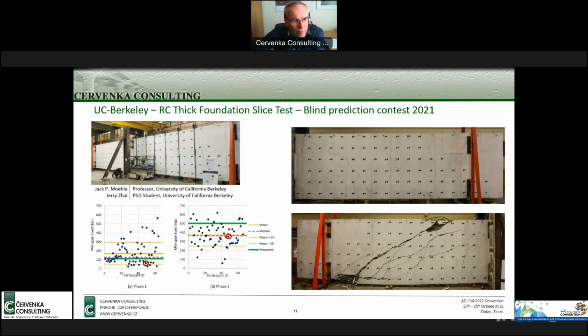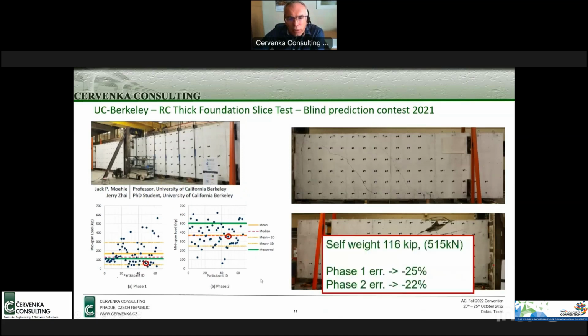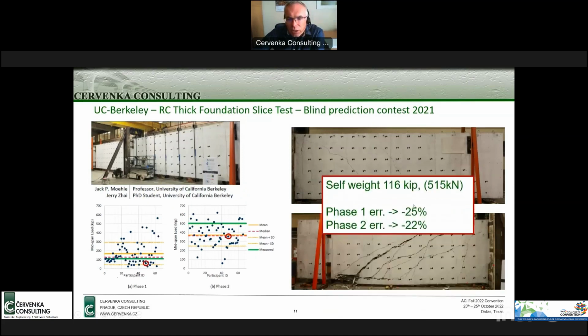So that's why we have these two results. Here you see the green line indicates the measured, what was obtained in the experiment. And the yellow circle indicates our results. So this time we slightly underpredicted. And this is actually shown here. We underpredicted by 25%, which, I'm sorry, this we underpredicted here.